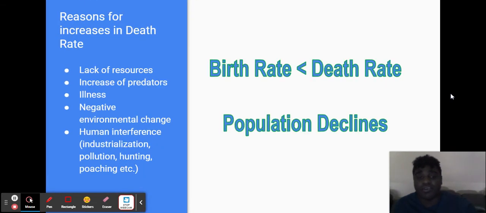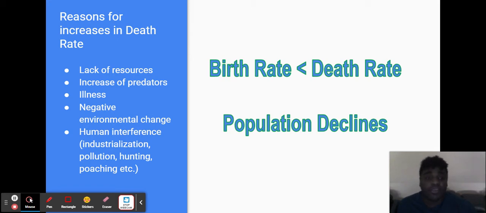Now, reasons for death rate being increased could be a lack of resources, an increase in the number of predators, illness that is spread in the area, or negative environmental change, such as a drought or a lack of water. Forest fires could be another reason. And then human interference, such as placing buildings, tearing down forests for farms, pollution, hunting, poaching, killing animals just for fun. Those are examples of how humans could also cause death rate increases.